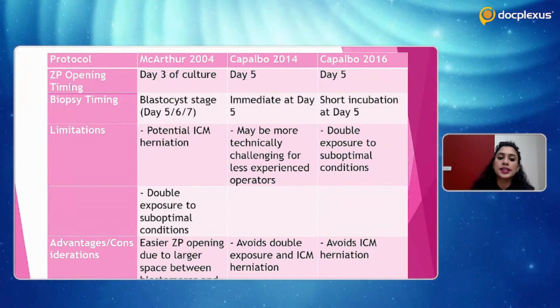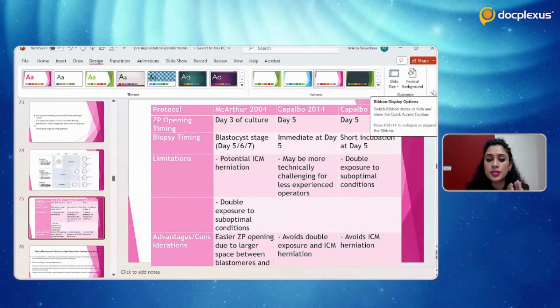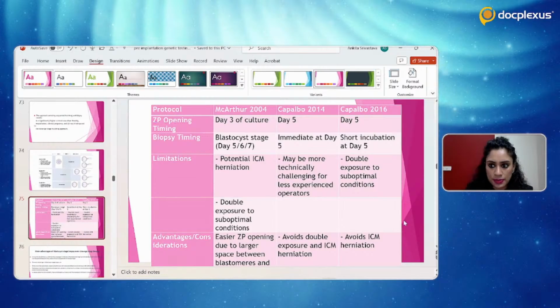Now, the limitation was that it can have potential inner cell mass herniation, and you are exposing the embryo to suboptimal conditions for longer, a double exposure to suboptimal conditions. That is a disadvantage. But definitely the advantage was that there is easy zona pellucida opening, because when you're doing the zona pellucida opening at day 3, there are a lesser number of blastomeres, and the space between them is large enough so the biopsy can be easily conducted.